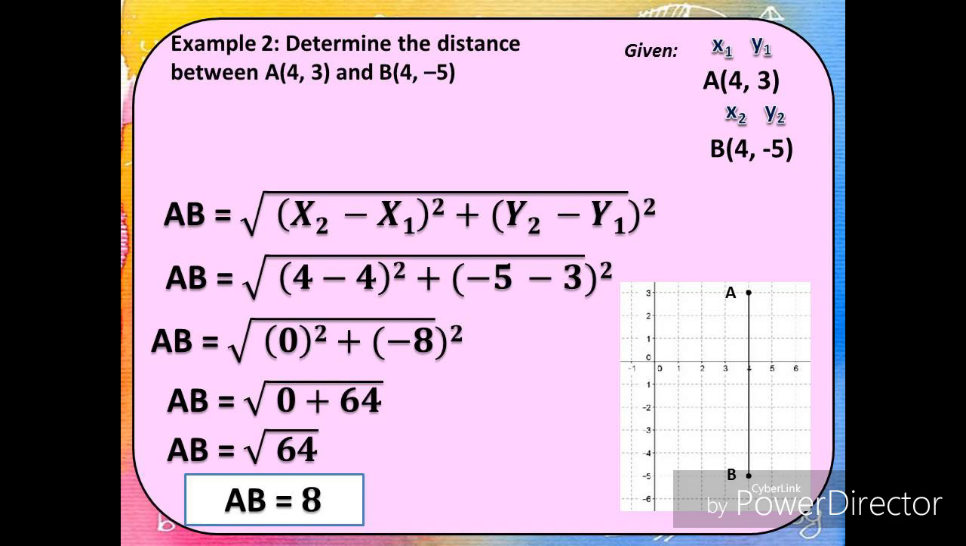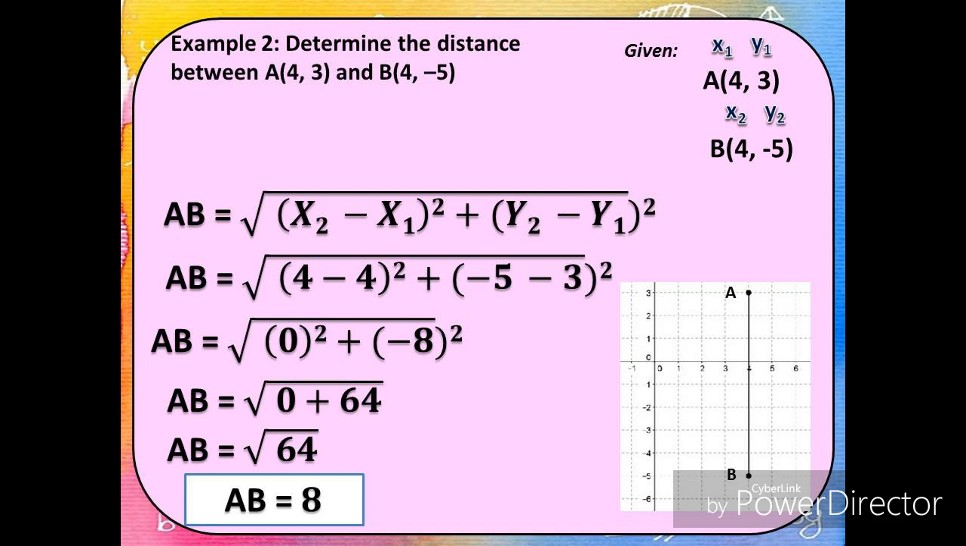Then we're going to substitute the values in our distance formula. So the distance between A and B is the square root of the quantity of 4 minus 4 squared plus the quantity of negative 5 minus 3 squared. 4 minus 4 is 0. Then we have 0 squared. Then negative 5 minus 3 is negative 8, squared.